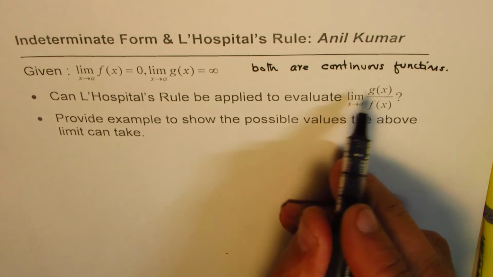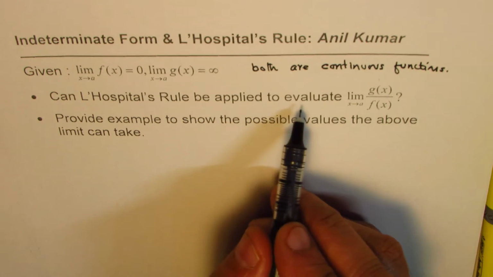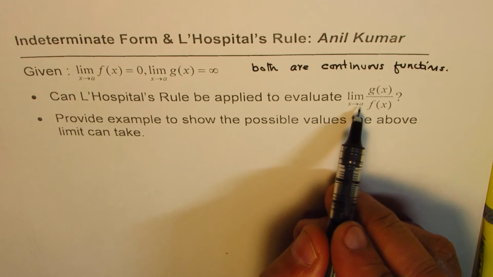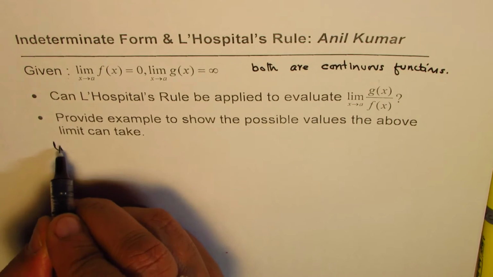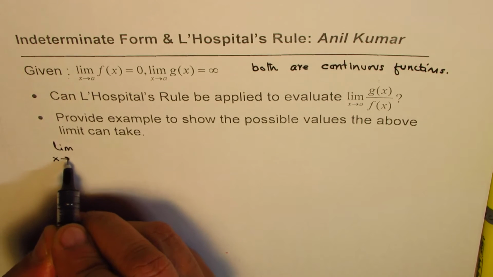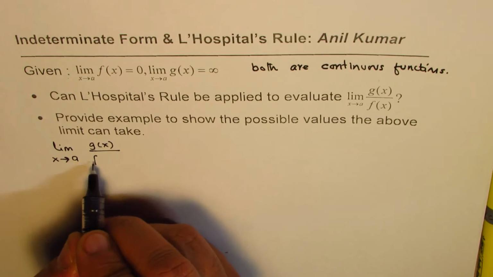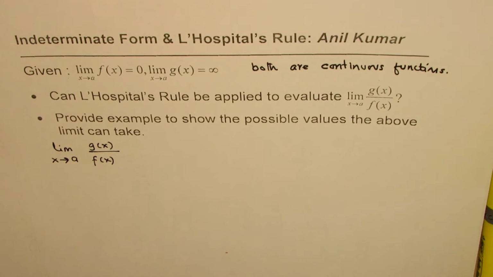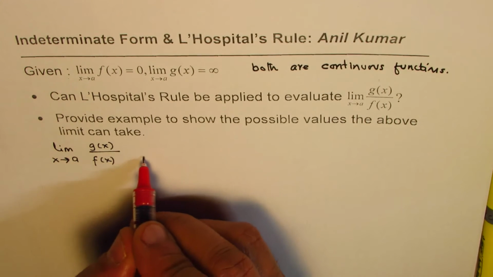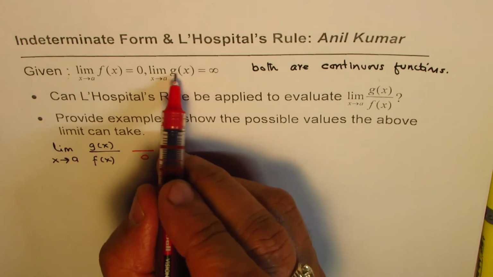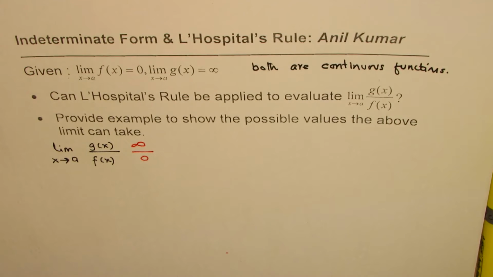Okay, let's begin with the first part, which is, can L'Hospital's rule be applied to evaluate limit x approaches a for g of x divided by f of x? Now let's look into it. So we have limit x approaches a of g of x over f of x. Now what are we given? We are given that as x approaches a, f of x approaches 0. So this is 0 in the denominator. And g of x approaches infinity. So what we have is infinity over 0.